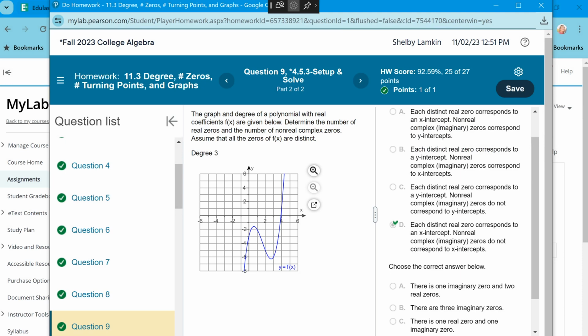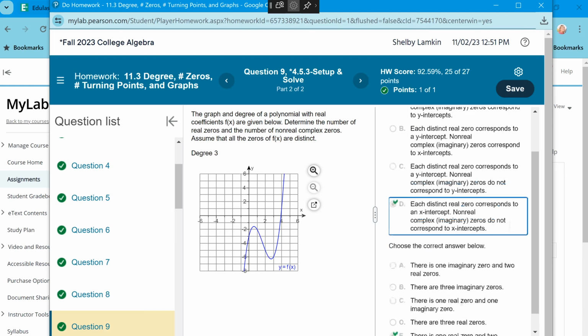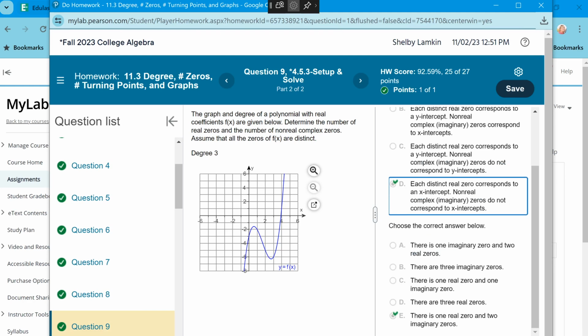The graph and degree of a polynomial with real coefficients is given below. Determine the number of real zeros and the number of non-real complex zeros. Assume that all the zeros are distinct. So it's degree 3. I see 1 real zero. Each distinct real zero corresponds to an x-intercept. Non-real complex zeros do not correspond to x-intercepts, and they come in pairs. So this can have 1 real zero and 2 imaginary zeros.